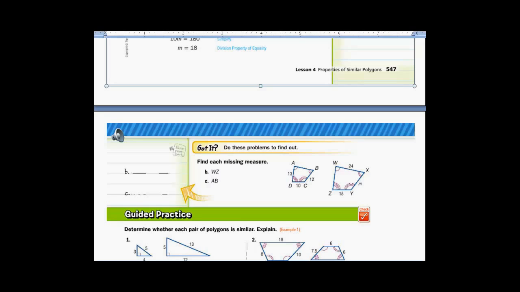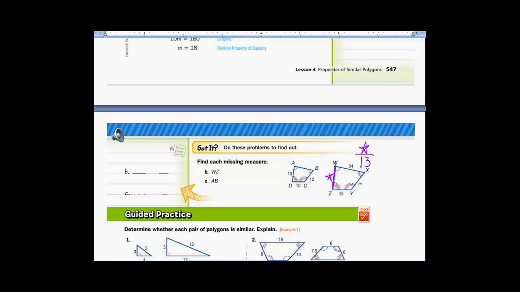Okay, back with me. B, you are looking for WZ, so you are looking for this one right here. Let's just call this one my star side. If I'm looking for that star, which one corresponds to that star? It would be 13. Now, I need two other sides that correspond.